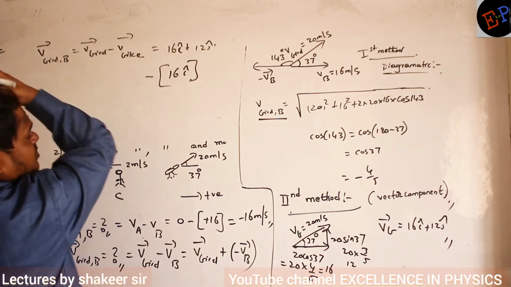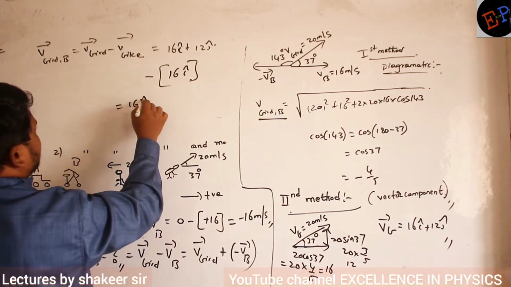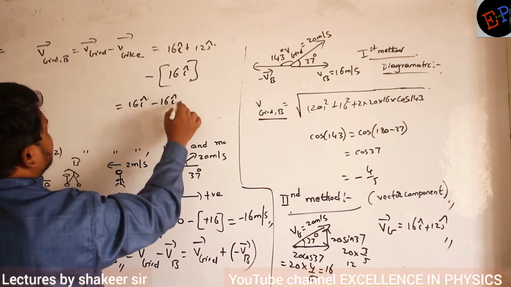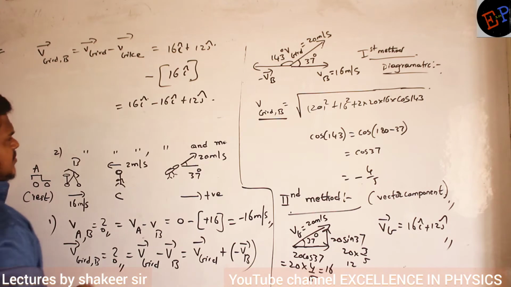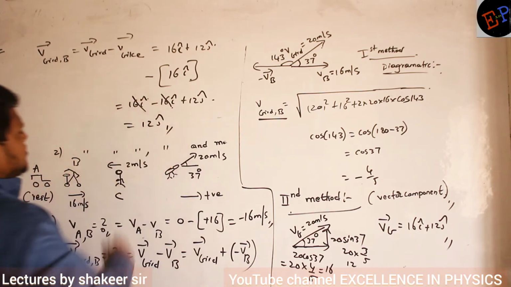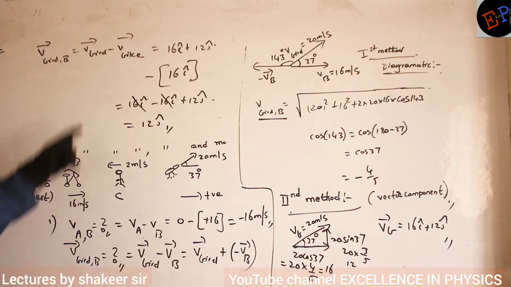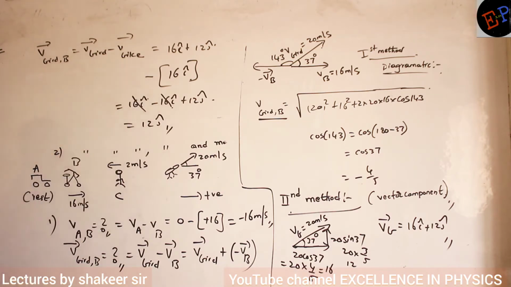So therefore, what is the answer I got? 16 i cap minus 16 i cap plus 12 j cap. Are you able to understand? So therefore 16 i cap and 16 i cap get cancelled, so 12 j cap. So this is the relative velocity of bird with respect to the bike. Are you able to understand more? That's all. This is how I can do the calculation.